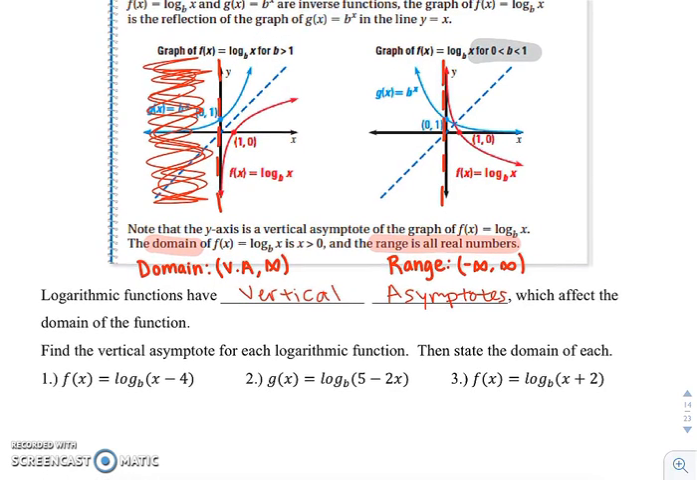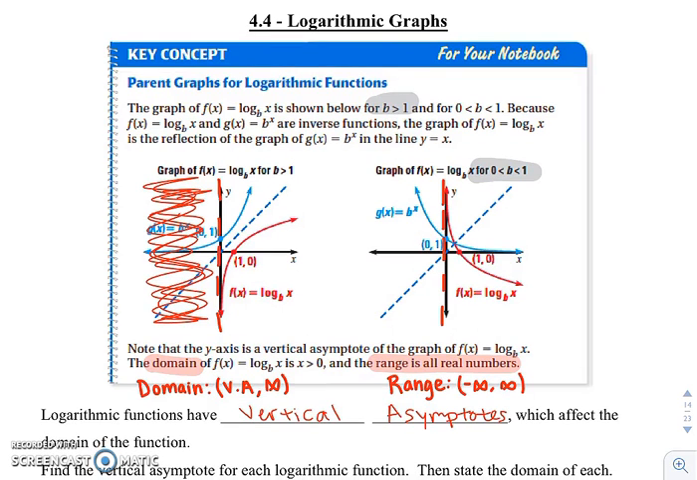For the range of these functions, it's always going to be negative to positive infinity. They continue in the vertical direction both ways, so there's never a stopping point in that direction. So the range for these will always be negative to positive infinity.